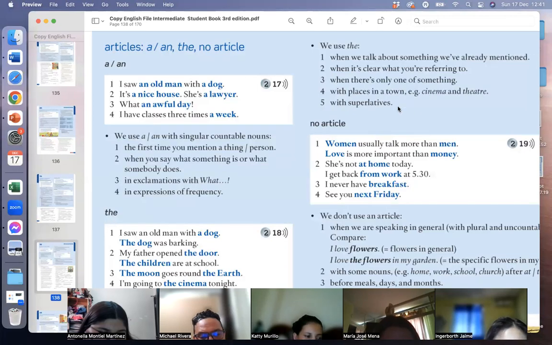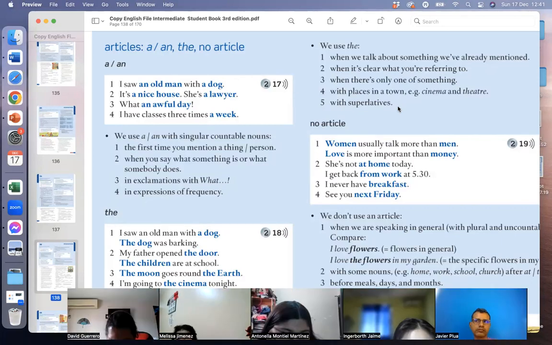Yes, next. Four, with places, for example, cinema and theater. And 5, with superlatives. Okay, so we did already cover comparatives and superlatives today. So why do we use the with superlatives? Because remember, superlatives we use to say that something is extreme. So number 1 of whatever group there is. Okay, that's why we're using that. He's the best in his class.